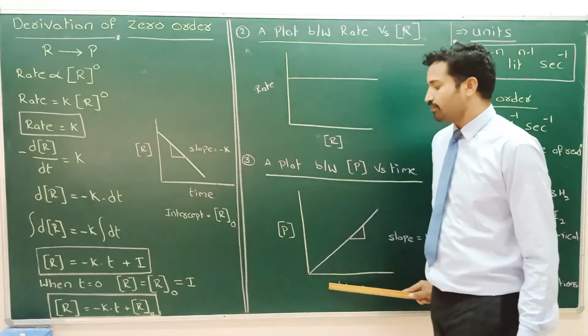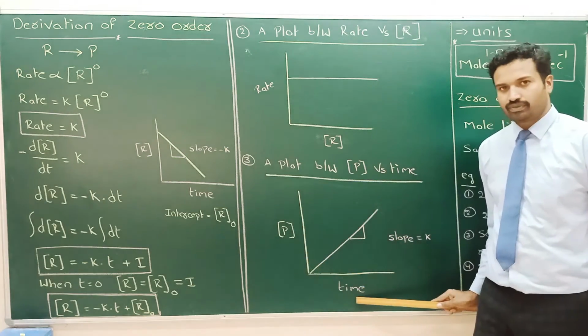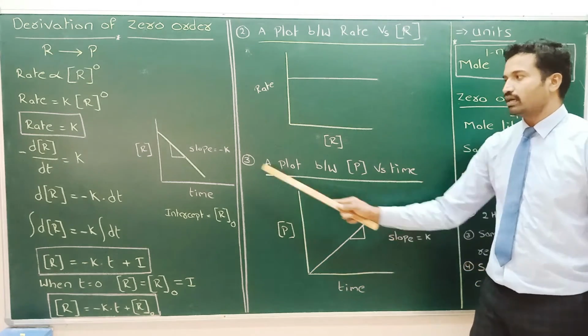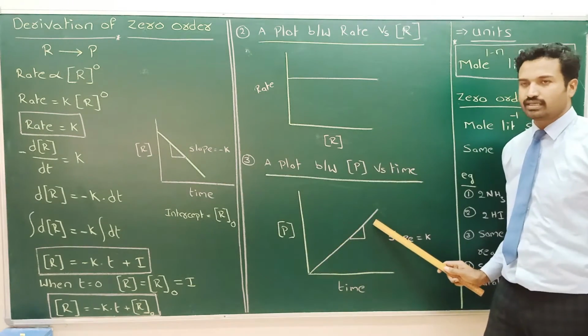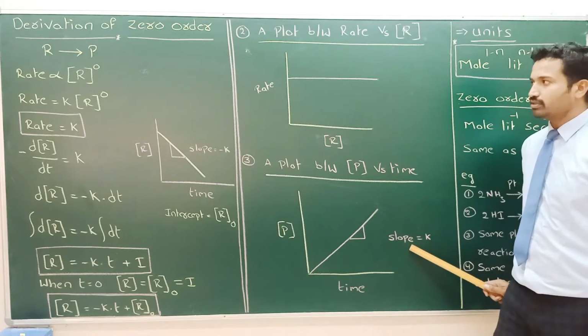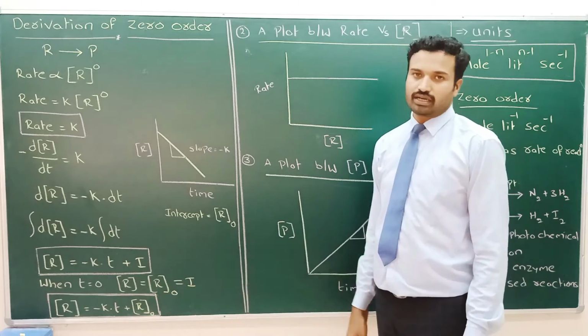In the same way, for product concentration versus time, with time consumption, the product concentration gradually increases. Reactant concentration decreases and product concentration increases. Decreasing means negative slope; increasing means positive slope. So these are the graphs and the formula for the zero order reaction.